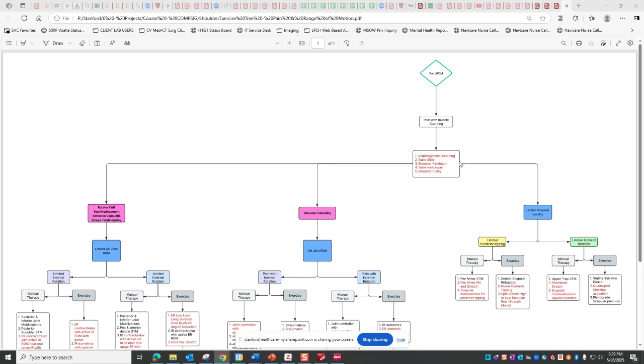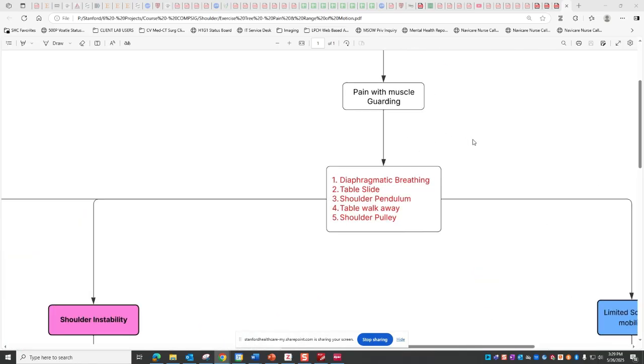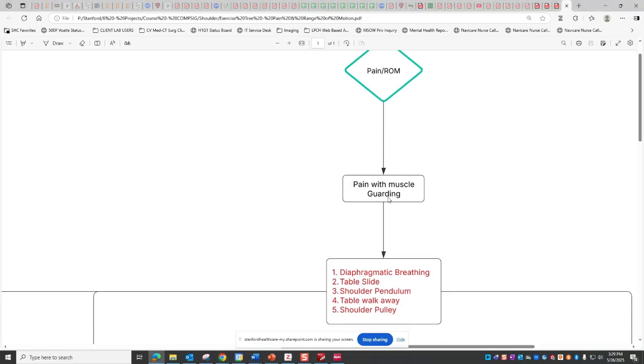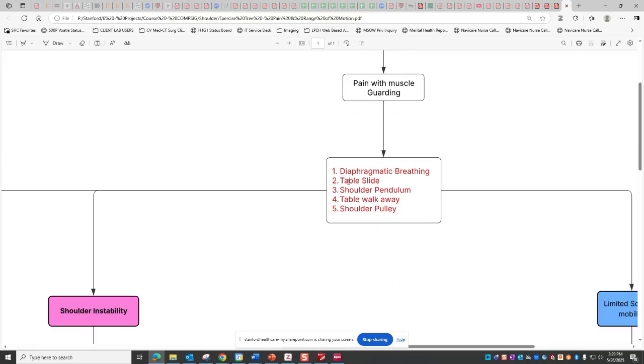In regards to the follow-up on the scapular limited mobility and/or rationale for why someone may have the premature elevation of the scapula, as I mentioned, first and foremost comes the modification of pain and range of motion. So if we focus in on the algorithm that we have in front of us, it would be pain and range of motion, pain with muscle guarding. You would want to do some diaphragmatic breathing, table slides, shoulder pendulums, things to relax the shoulder.